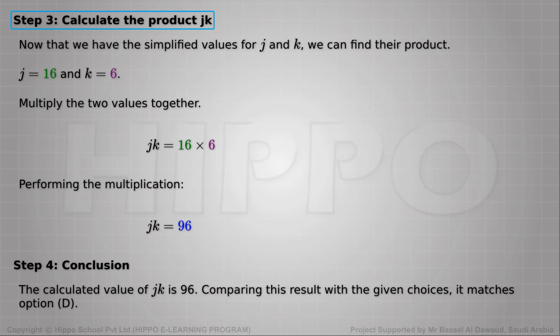Step 3 is to calculate the product, j times k. We found that j equals 16 and k equals 6. All we have to do is multiply these two values together. As you can see, we set up the multiplication. j times k equals 16 times 6. Performing this calculation, we get 96. So the value of jk is 96.